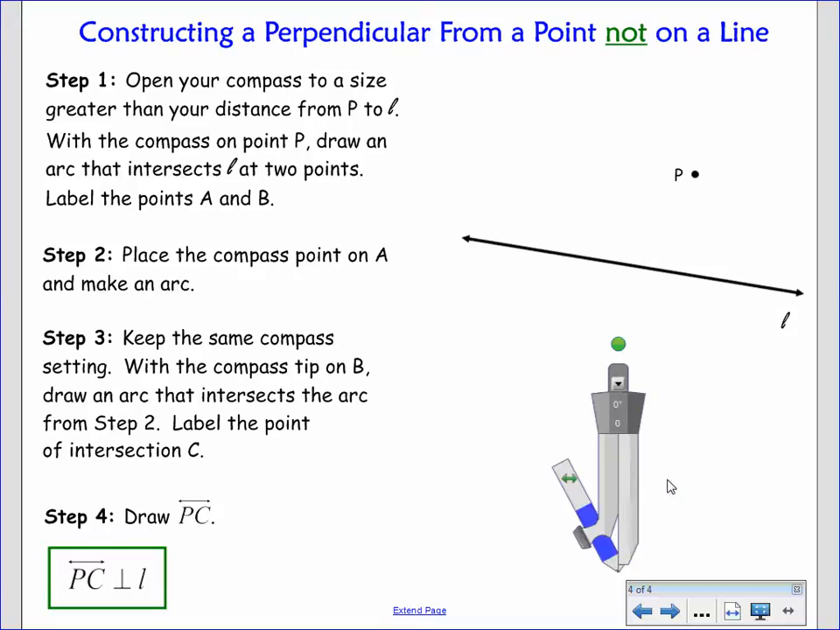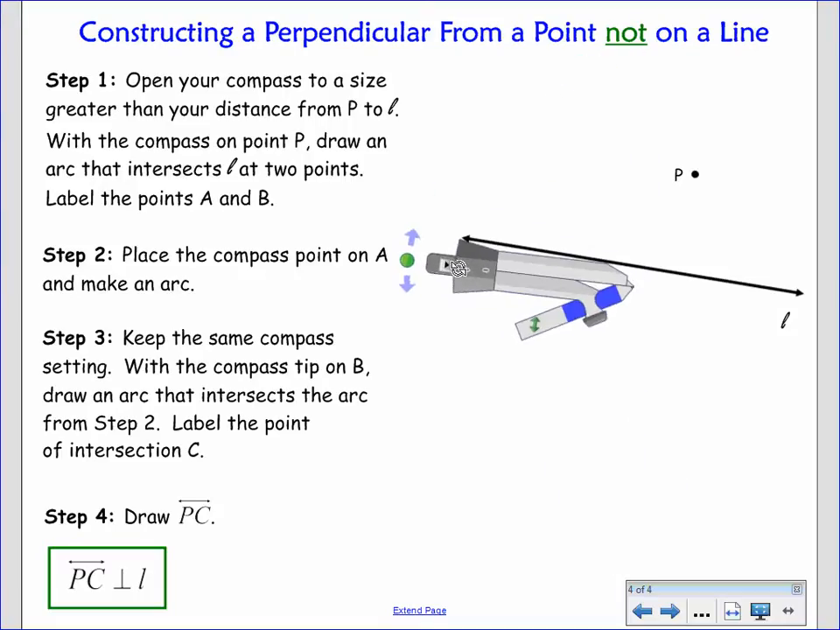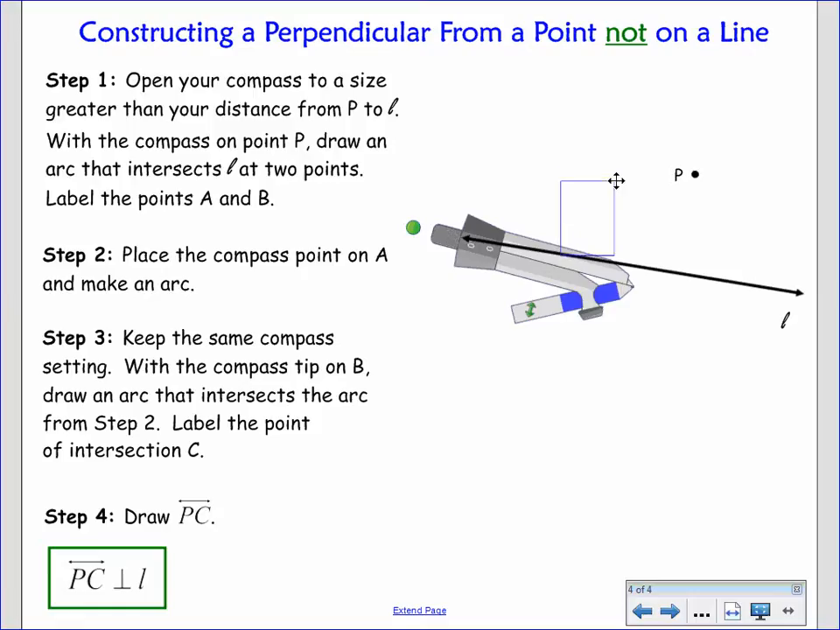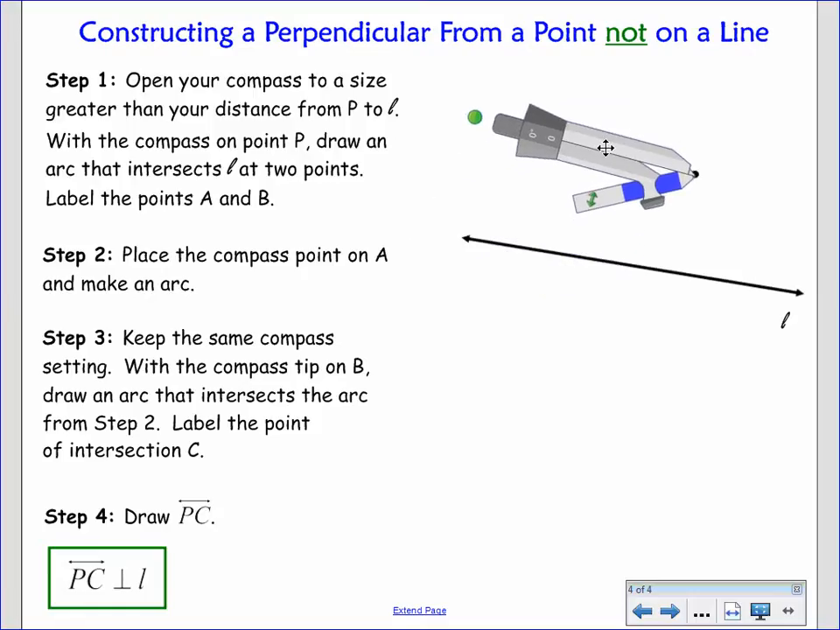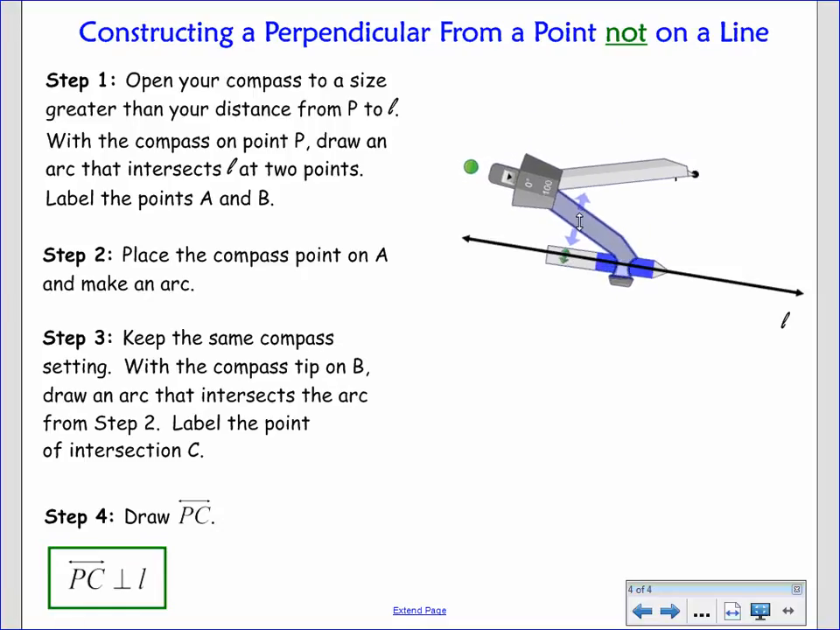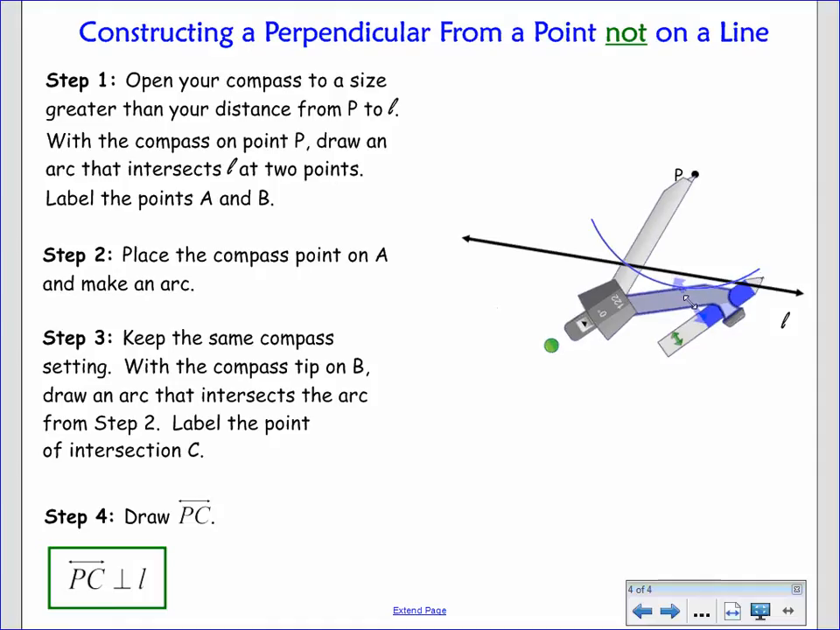So here's step 1. I'm going to start with my compass on P. Okay. And I need to extend it out so that it's longer than just straight down to L. Okay, and I'm going to draw 2 lines here, and we're going to pick one. So here's one, and then here's another one with a little bit wider of an opening.